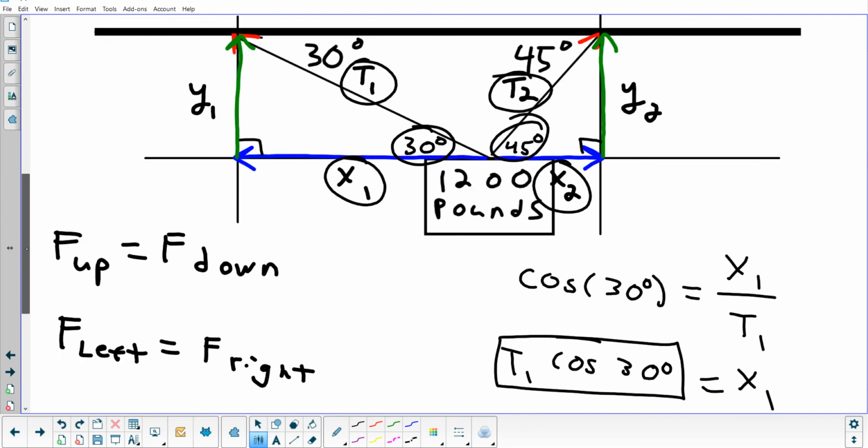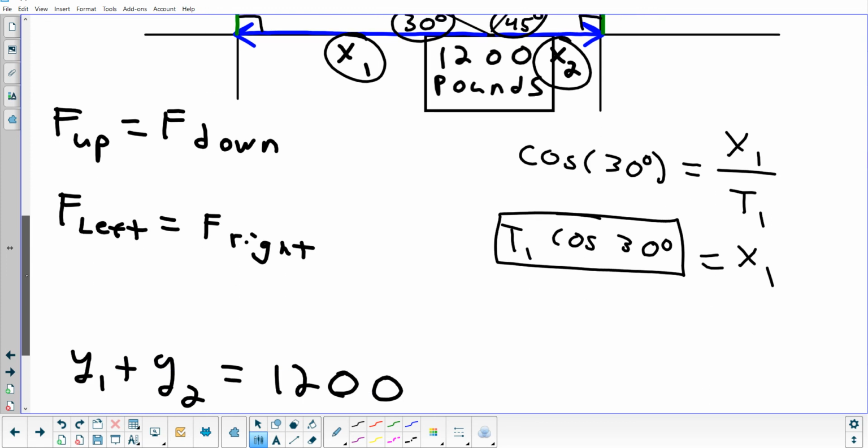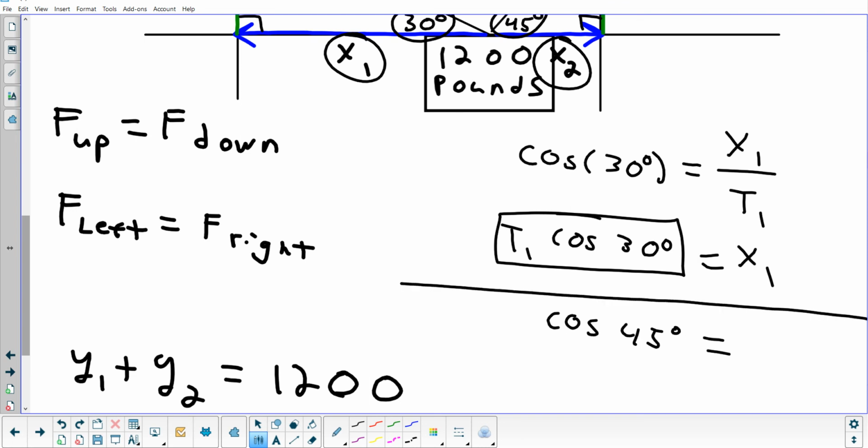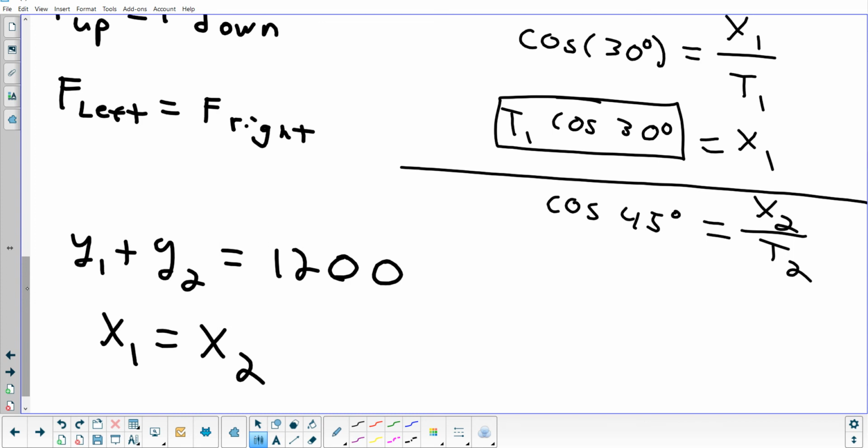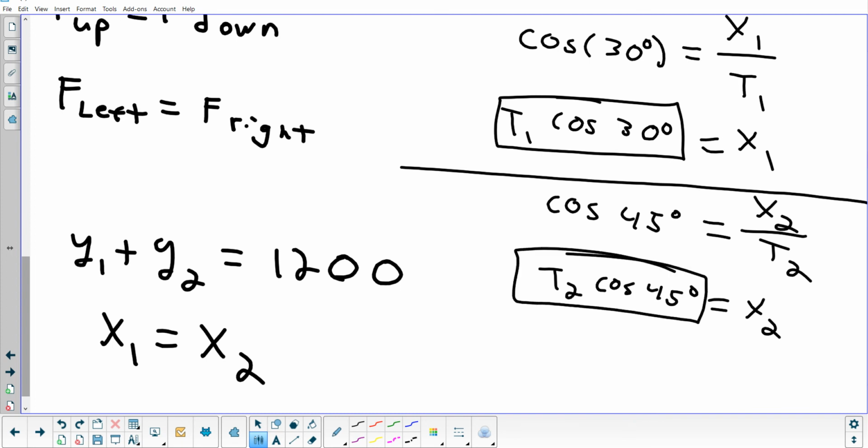What trig function would you use there? Cosine. And the cosine of 45 would equal x2 over T2. And what would x2 equal? T2 cosine 45. Any question on those two?